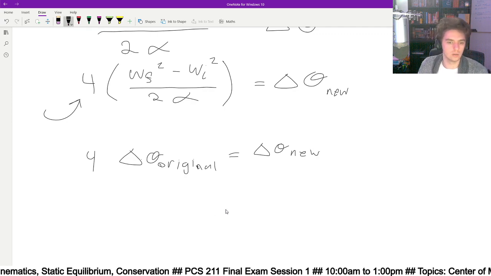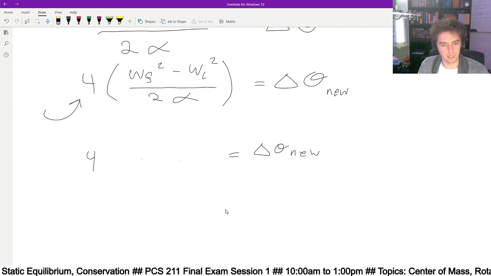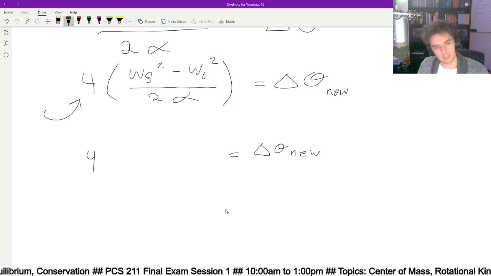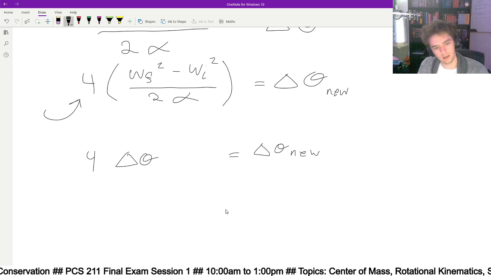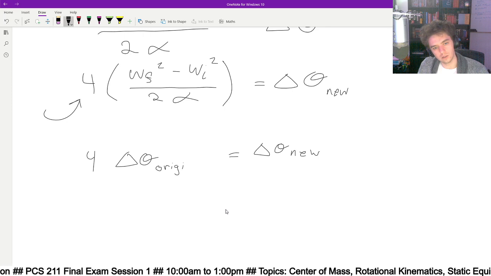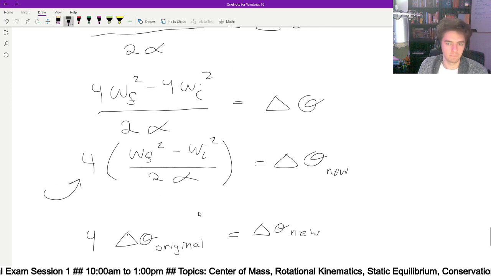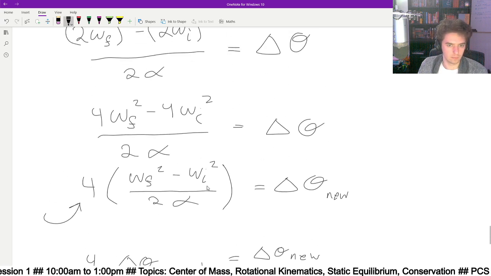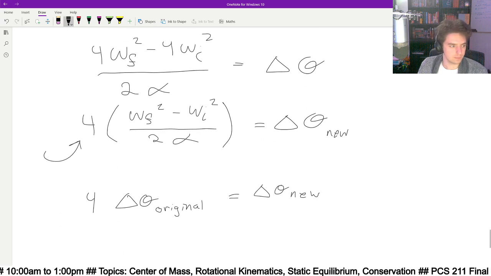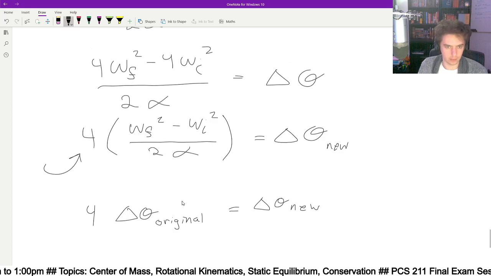Wow, that looked messy. Let me write that again. But that's the idea. So 4 times delta theta original equals delta theta new. So the answer is 4 times. Okay. Any questions?